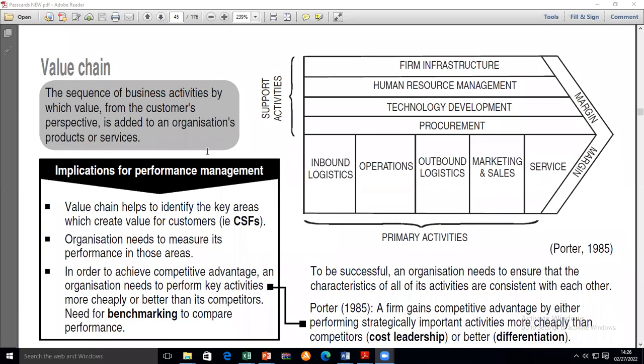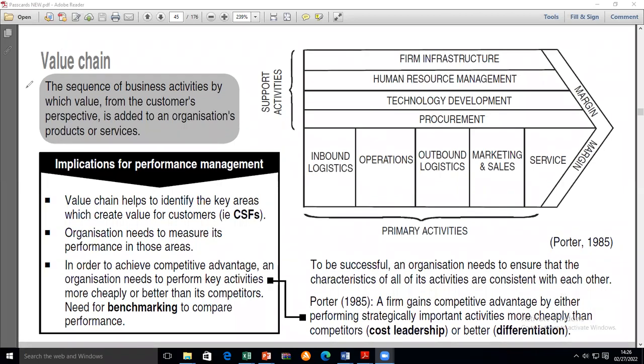Let's go to another model, the value chain. Yes, traditionally we think of organizations in terms of the traditional structures. But that may not be the best, because what customers pay us for, they pay us for value creation.